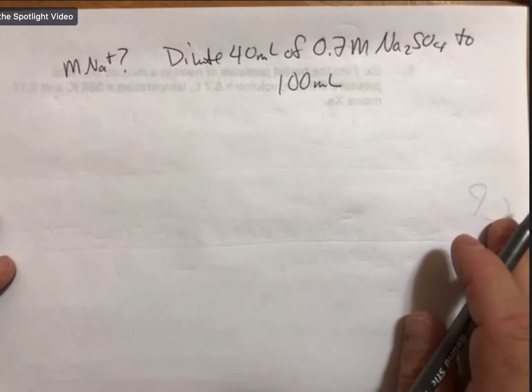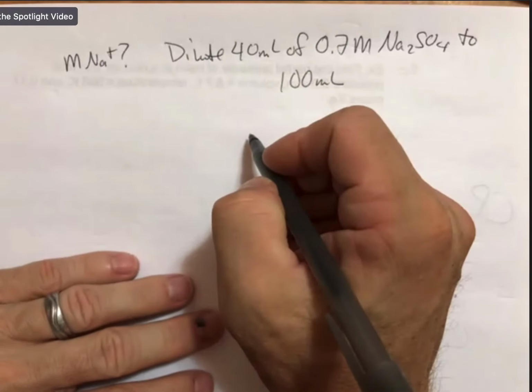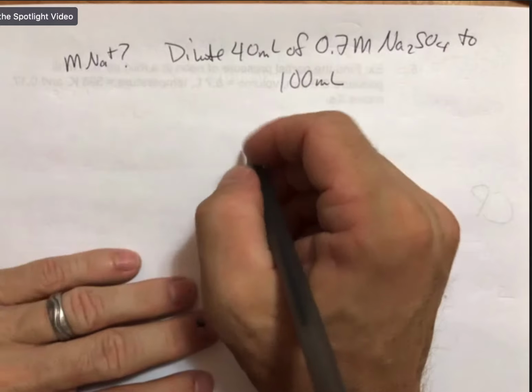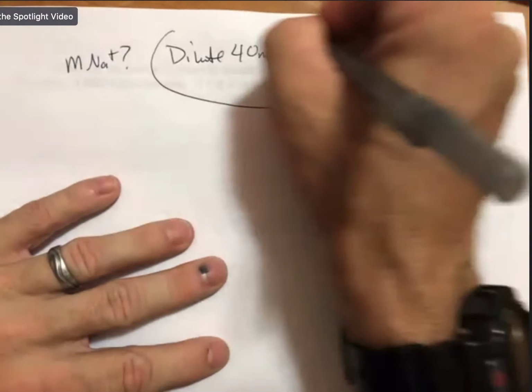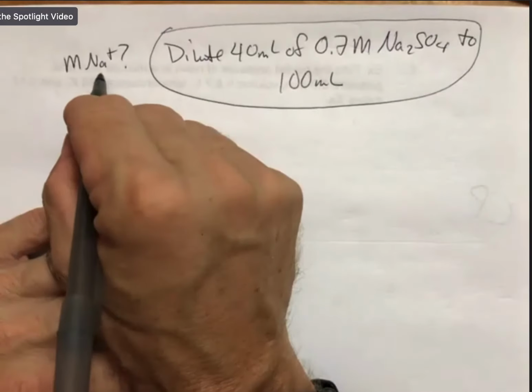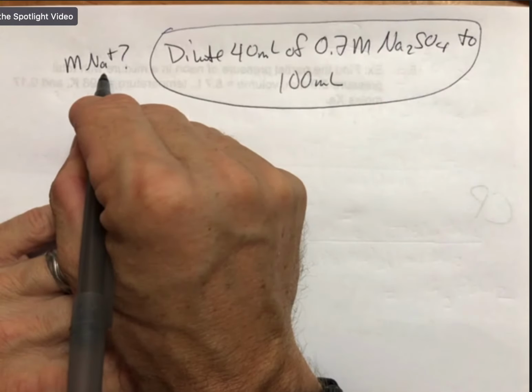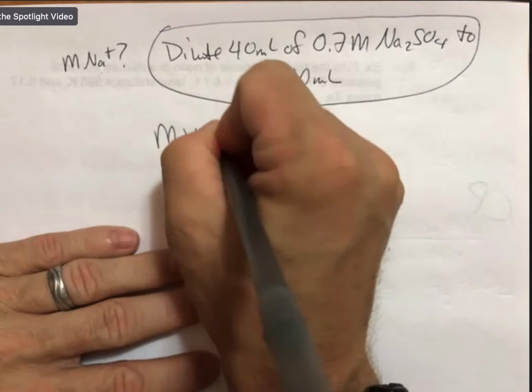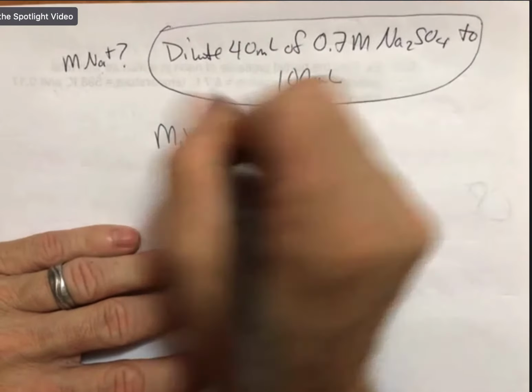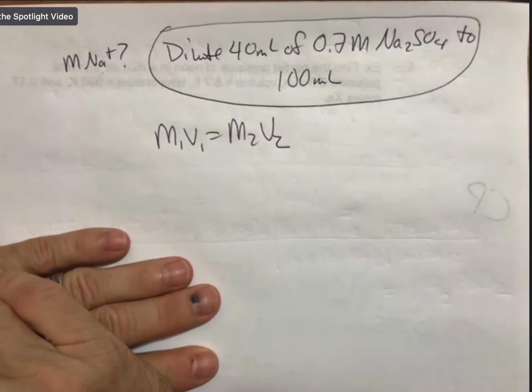Good. Now, here's what I'm going to do. So I'm going to deal with a dilution problem first, and then I'm going to deal with the fact that I'm just looking at the sodium ion. For dilution problems, we will use the dilution formula.